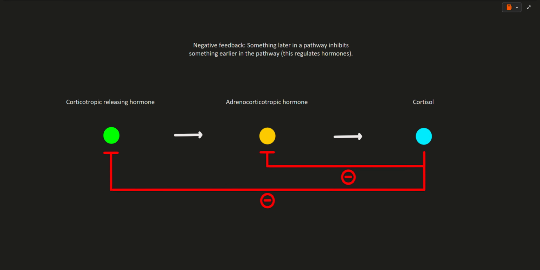Negative feedback is when something later in a pathway inhibits something earlier in the pathway. In this example, corticotropic releasing hormone causes the release of adrenocorticotropic hormone, and adrenocorticotropic hormone causes the release of cortisol. When there is sufficient cortisol, cortisol begins to inhibit corticotropic releasing hormone and adrenocorticotropic hormone, which decreases the amount of cortisol. This is known as a negative feedback loop and is found in almost every endocrine pathway.